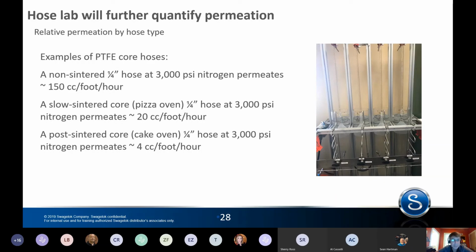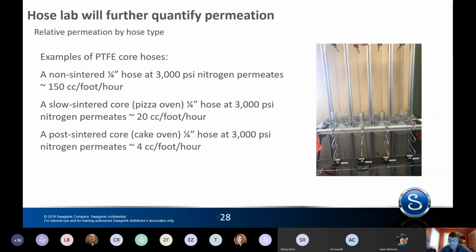If we take the original non-sintered hose and put it in an oven like baking a cake, like we have in our houses, and just let it sit there for an hour, that's called a post-sintering process. It tightens it even further. It's a more aggressive baking process. It now will only permeate 4 cc's per foot per hour. So we took the hose that was permeating at 150 and dropped it by almost 40 times down to 4 cc's per foot per hour of hose. And so it really improves the performance.